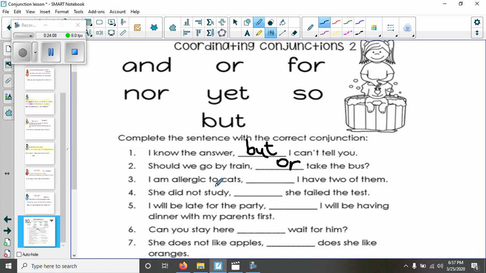Good, very good. I'm allergic to cats. I have two of them. Although he's allergic to cats, he has two of them. That's a very surprising contrast, right? So, with a very surprising contrast, we use... some students are saying but, right? But here it's a very strong contrast, so we can use yet. It has the same meaning as but, but here the contrast is way stronger.